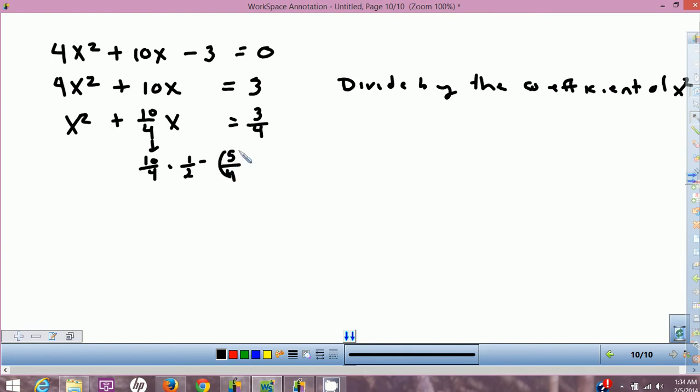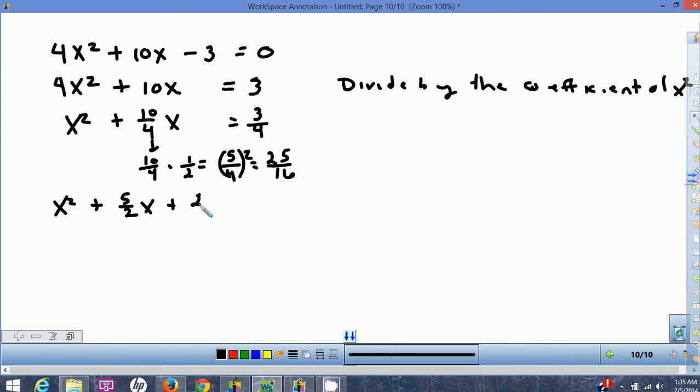5 over 4, square it. When you square a fraction, you square the top number, you square the bottom number, 25 over 16. So that's what I'm going to add to both sides of my equation. So x squared plus 5 over 2x, I went ahead and reduced that 10 over 4, plus 25 over 16. I added 25 over 16 to the left-hand side. Equals 3 over 4 plus 25 over 16.